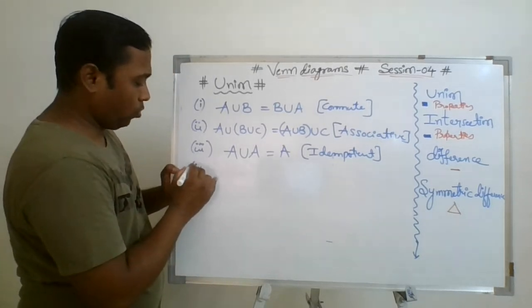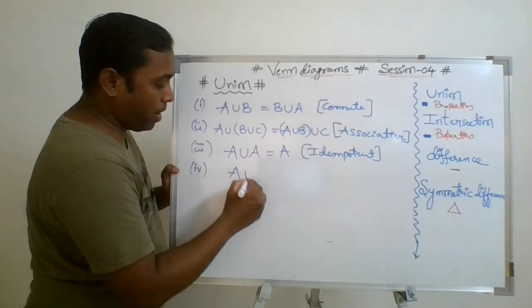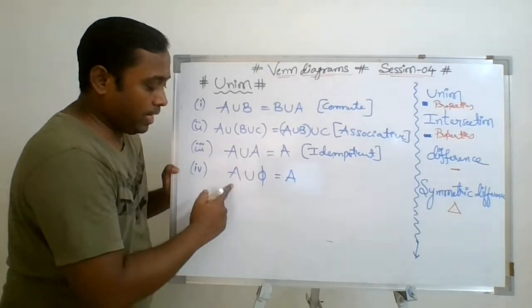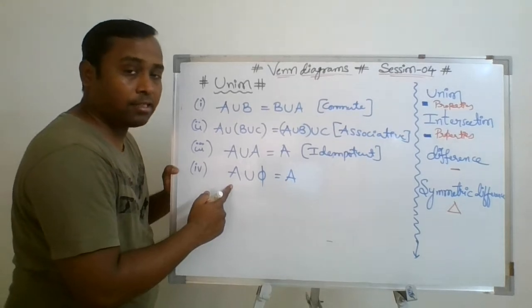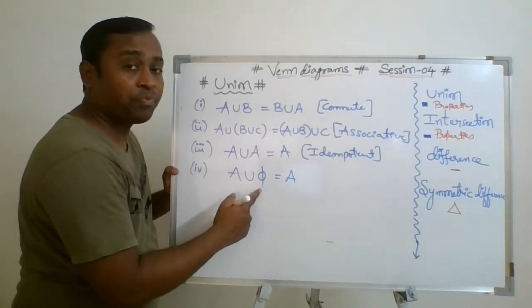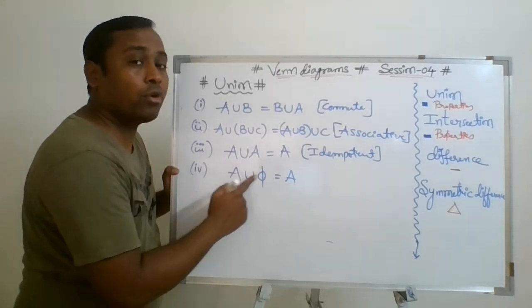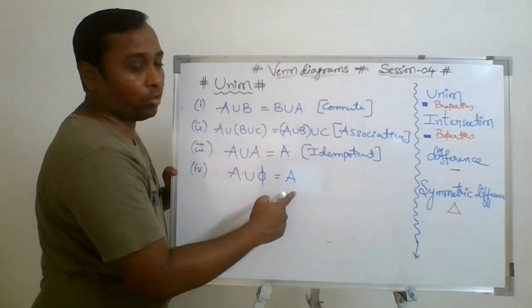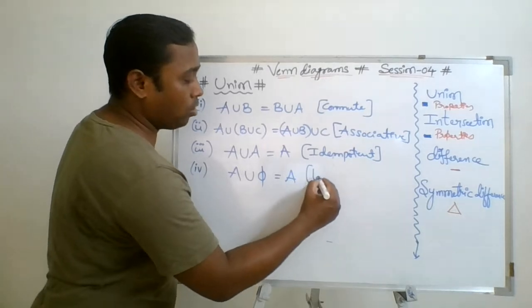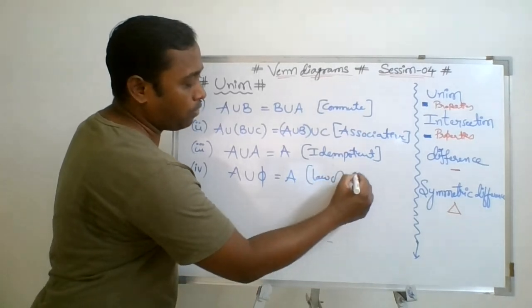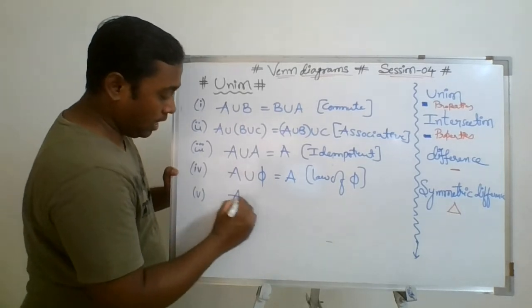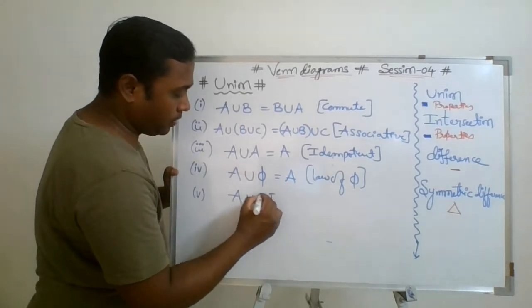Then the fourth one, law of phi. Law of phi means if set A is a non-empty set, and phi is a null set, then A union phi, by combining these two sets, you always get set A only. Hence, this is called the law of phi. Similarly, the last one is A union universal set.